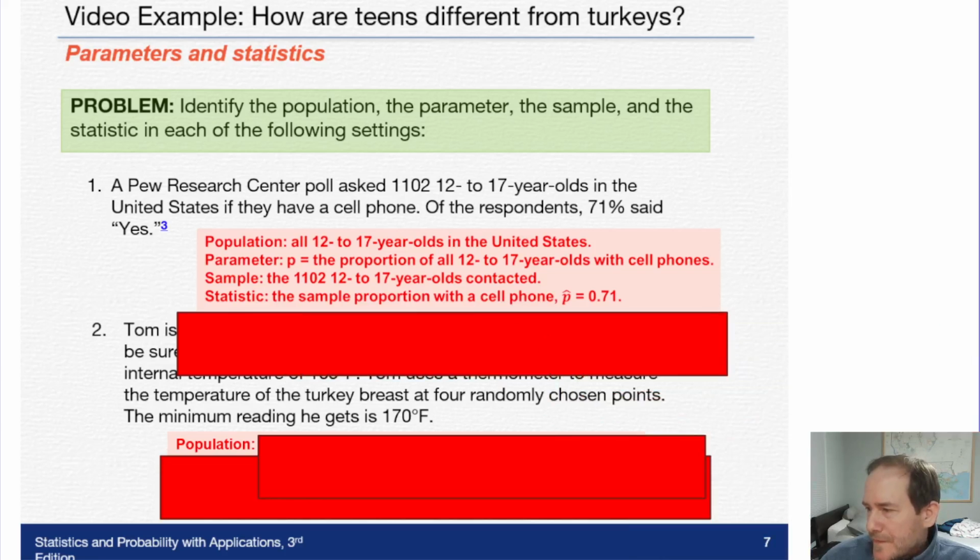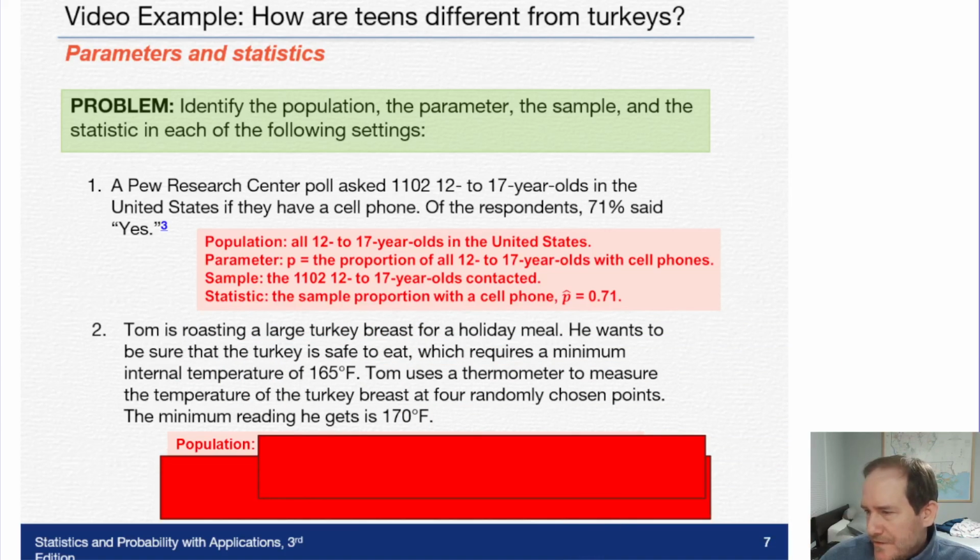Okay, so the next one should feel very similar. It says Tom is roasting a large turkey breast for a holiday meal. He wants to be sure that the turkey is safe to eat, which requires a minimum internal temperature of 165 degrees Fahrenheit. Tom uses a thermometer to measure the temperature of the turkey breast at 4 randomly chosen points. The minimum reading he gets is 170 degrees Fahrenheit.